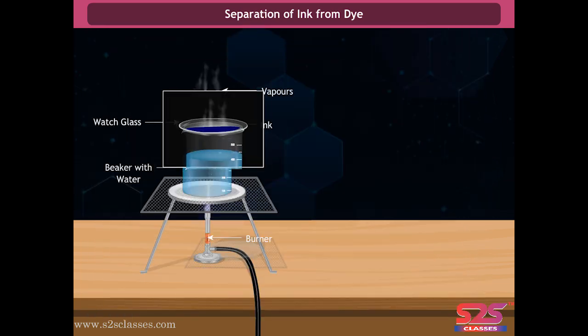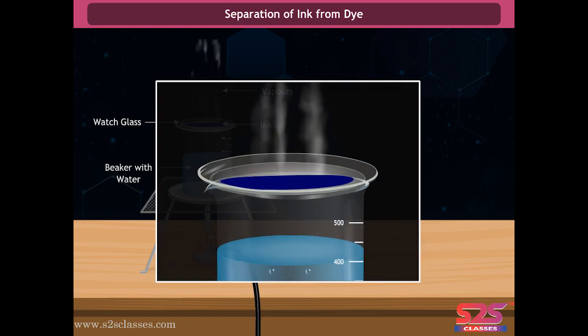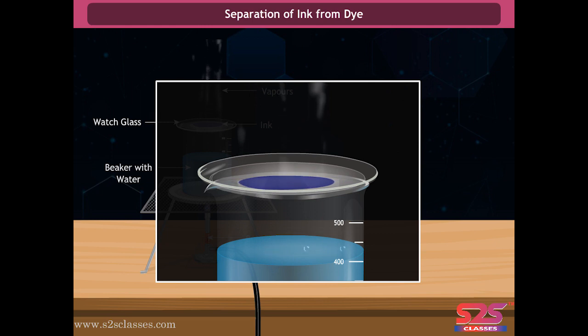Continue heating as the evaporation goes on and stop heating when you do not see any further change on the watch glass. We find that the ink is separated out from a mixture of dye in water. Thus we can separate the volatile component or solvent from its non-volatile solute by the method of evaporation.